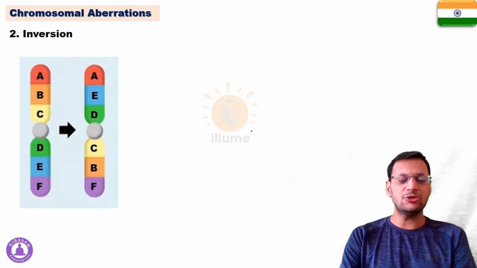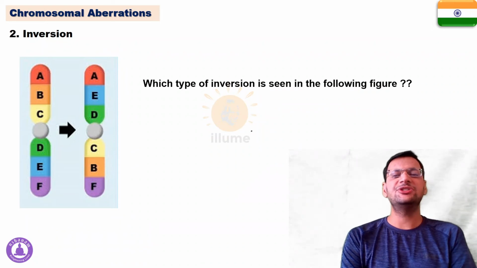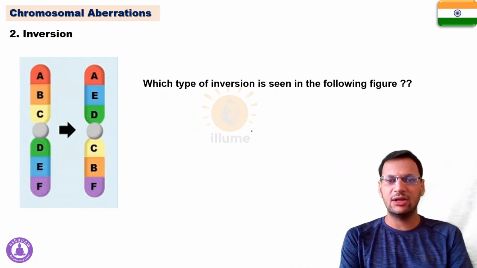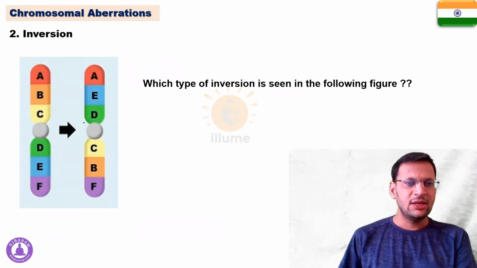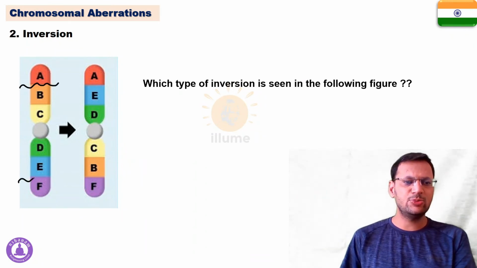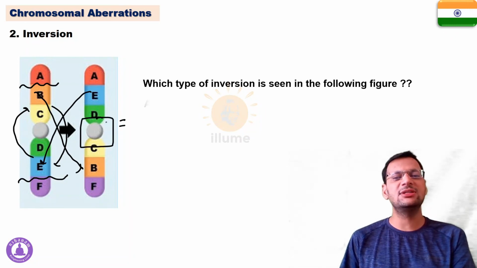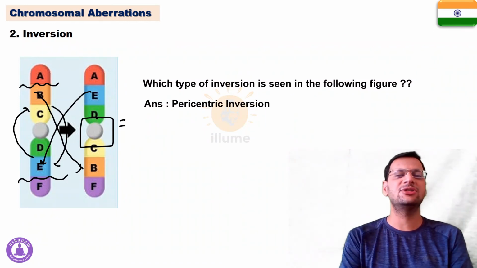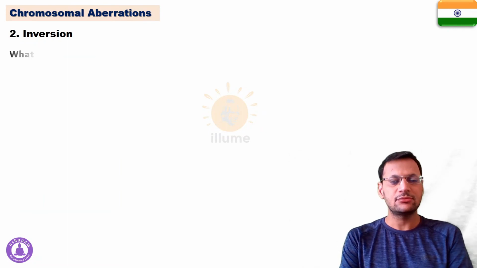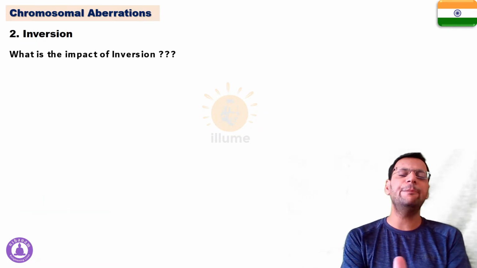Now here is a question for you. Which type of inversion is seen in the following figure? Let's discuss it. See, there is a split at this point and this point, and it got inverted in this manner. B came over here and E came over here. It is involving the centromere, so it is obviously a pericentric type of inversion because it is involving both arms of the chromosome.